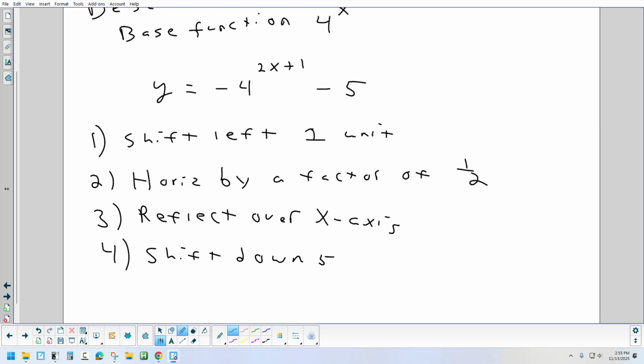Yes. So for the negative 4, the only thing we do is just reflect. So the 4 isn't really part of anything. That's just the base. The negative causes the reflection. If you had another number in front with it, like negative 3, now we would have to add a transformation and say vertical stretch by a factor of 3, then reflect over the x-axis. So that 4 is just the base.